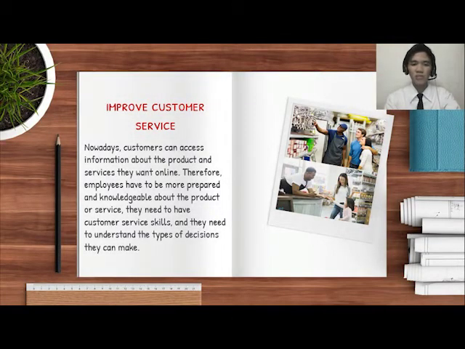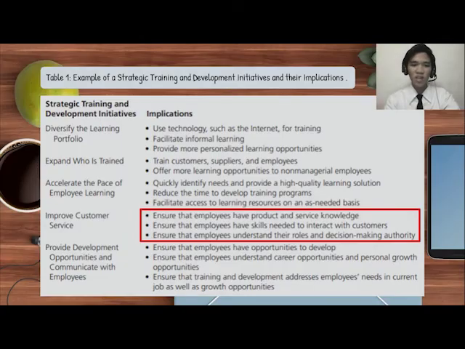Next, improve customer service. Nowadays, customers can access information about the products and services they want on the internet. Therefore, employees have to be more prepared and knowledgeable about the products or services they are providing. They need to have customer service skills, and they need to understand the types of decisions they can make. For example, can they offer a coupon for this product? The implication for this is to ensure that the employees have product and service knowledge, have the skills needed to interact with customers, and understand their roles and their decision-making authority.